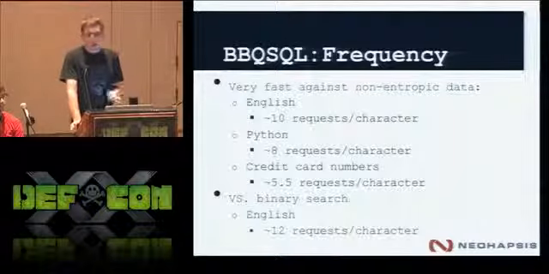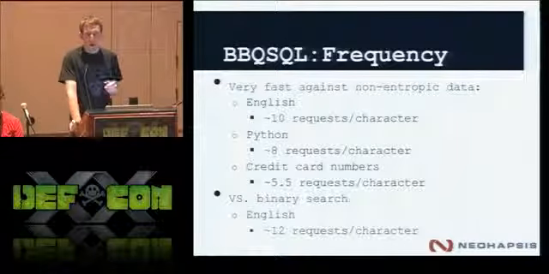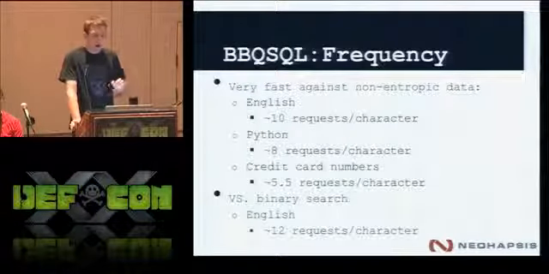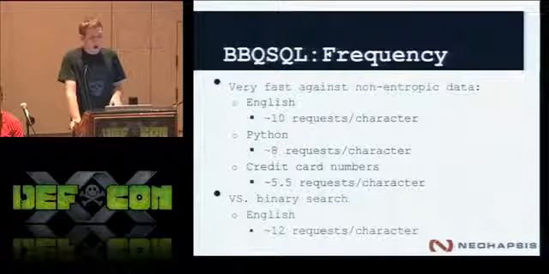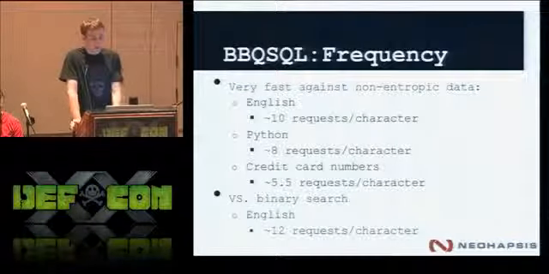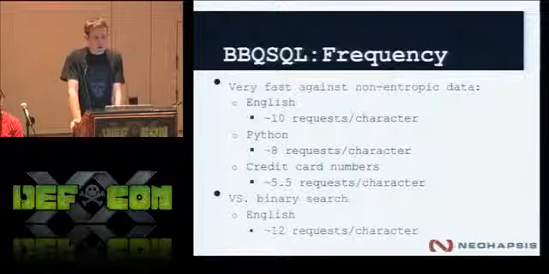This is very, very effective against non-entropic data. So if you aren't looking at hashes, if you're looking at English, if you're looking at plain text, it's very good because there is that structure and that order and that well-defined frequency. So here with English, I was essentially dumping the books that I had previously used for generating the sample. About 10 requests per character.